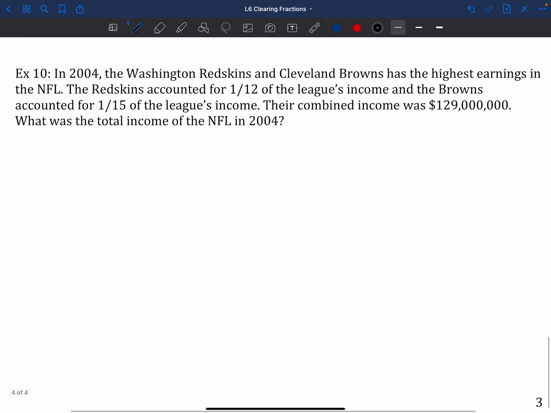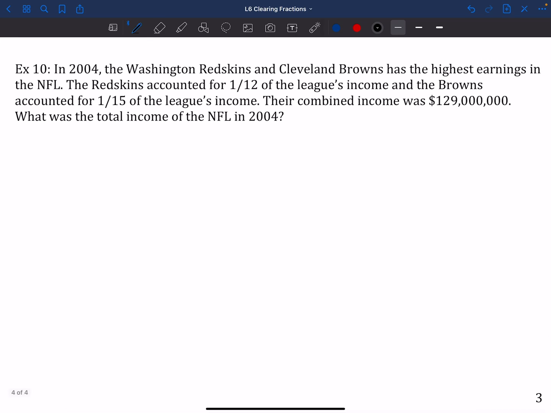So in 2004, a long time ago now, the Washington Redskins and the Cleveland Browns had the highest earnings in the NFL. The Redskins accounted for 1/12 of the league's income, and the Browns accounted for 1/15. Their combined income was $129 million. I want to figure out what the total income of the NFL was in 2004.